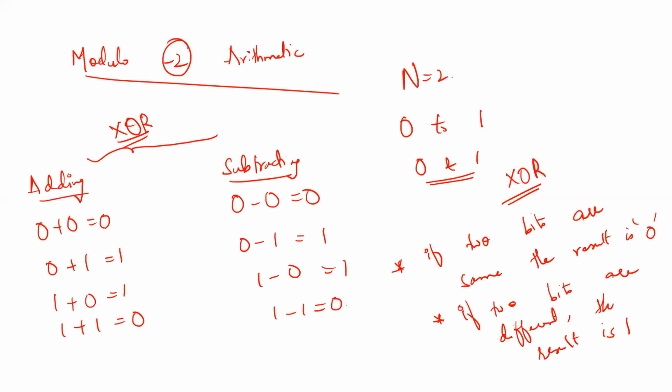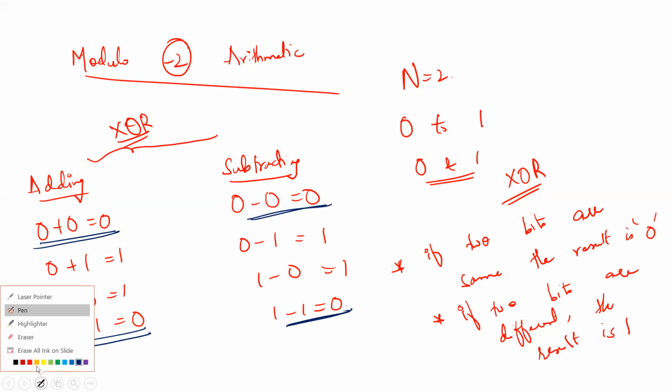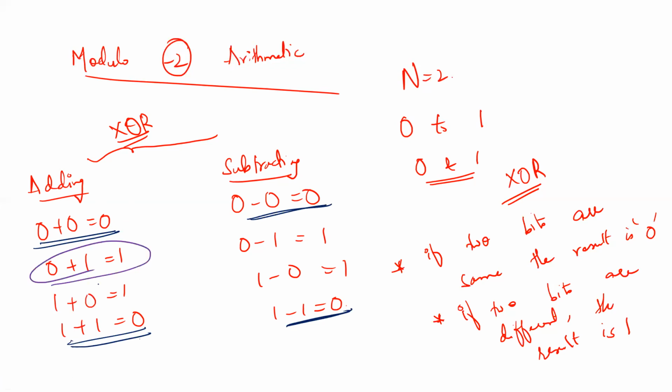So let's just see that 0 plus 0 is 0. Two bits are the same, the result is 0. Here also two bits are the same. We'll mark it with some other color. So two bits are the same, result is 0. In this case also two bits are the same, result is 0. And now when two bits are different, these are the cases, the result is 1.